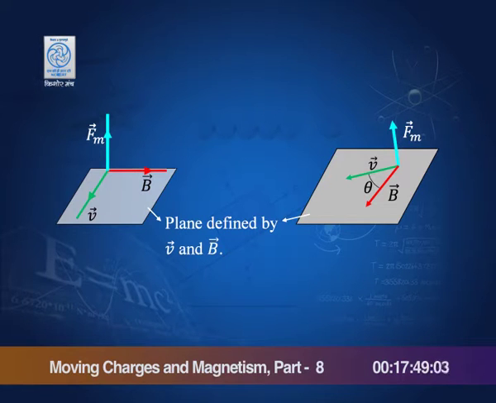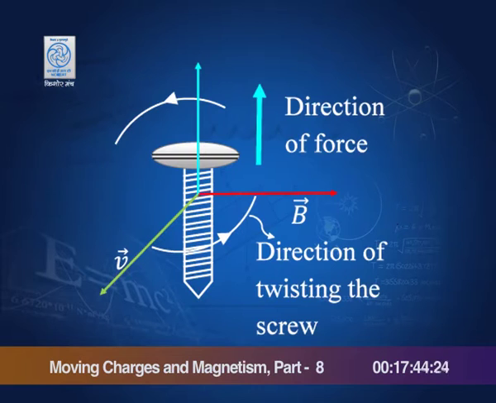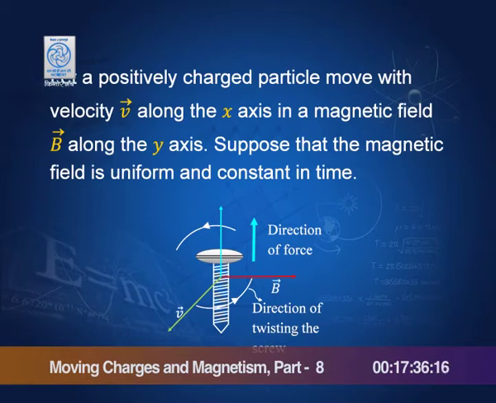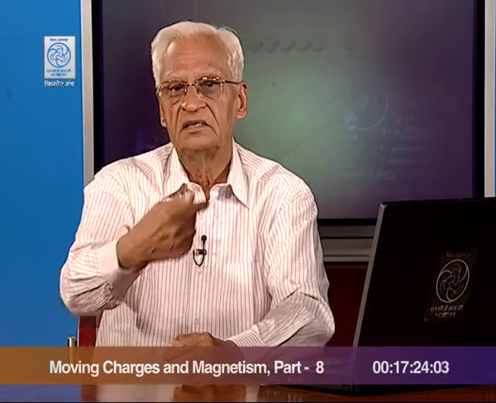So, this I think we have discussed earlier also, and you would remember. And again v cross B is given by the right hand screw rule. So, you can find the direction, we have done it several times. Now, let us take the case. A particle is moving along the x direction, the magnetic field is along the y direction. What happens to this? Now, v cross B is in the z direction.